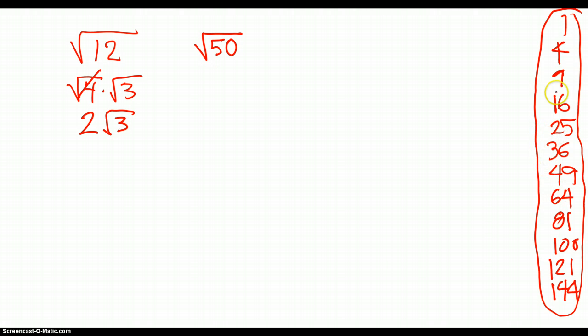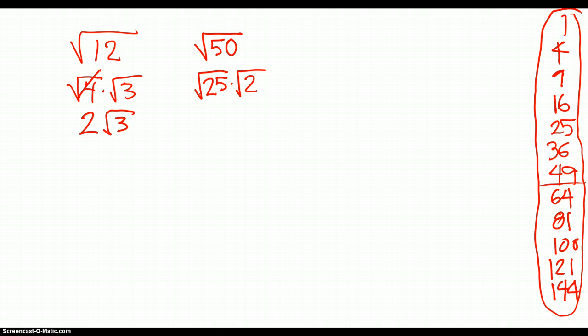So I'm going to get as close to 50 as I can, which is right here. And I'm going to work my way up the list so I find the biggest number. 49 obviously doesn't go into 50 evenly. 36 doesn't go into 50 evenly, but 25 does. This would be 25 times 2. And now, the first step, like I said, don't take anything out of the square root, don't try to lose anything or get rid of anything, just rewrite it.